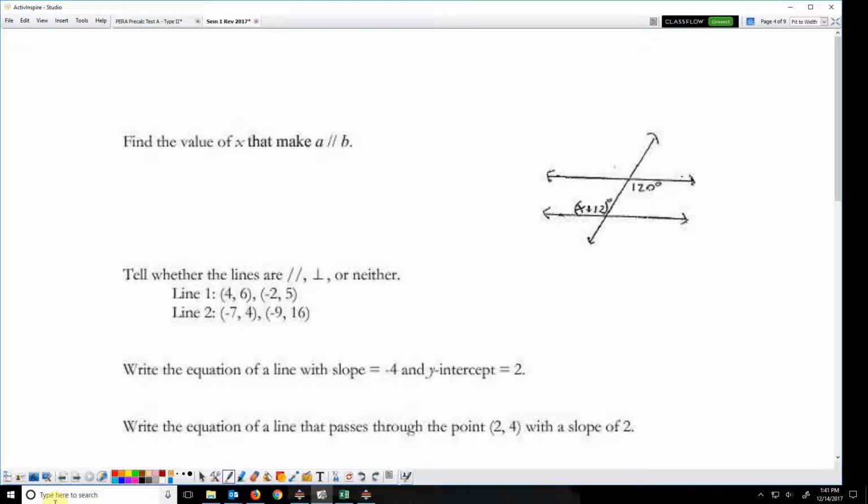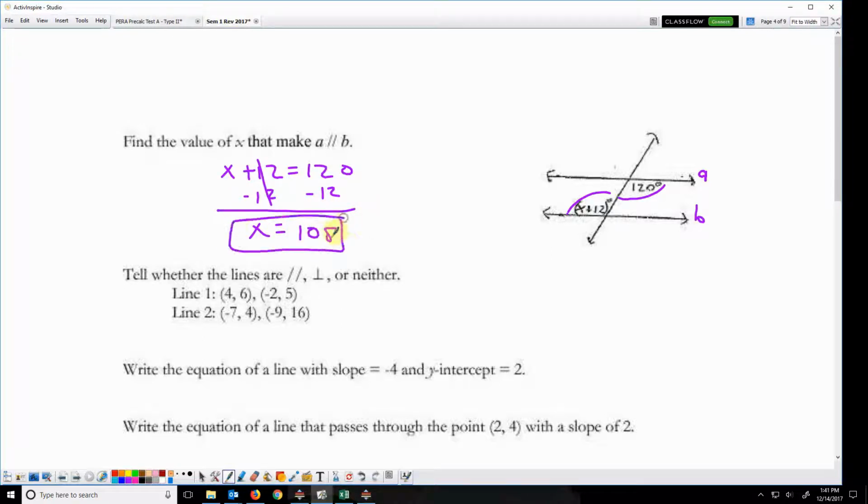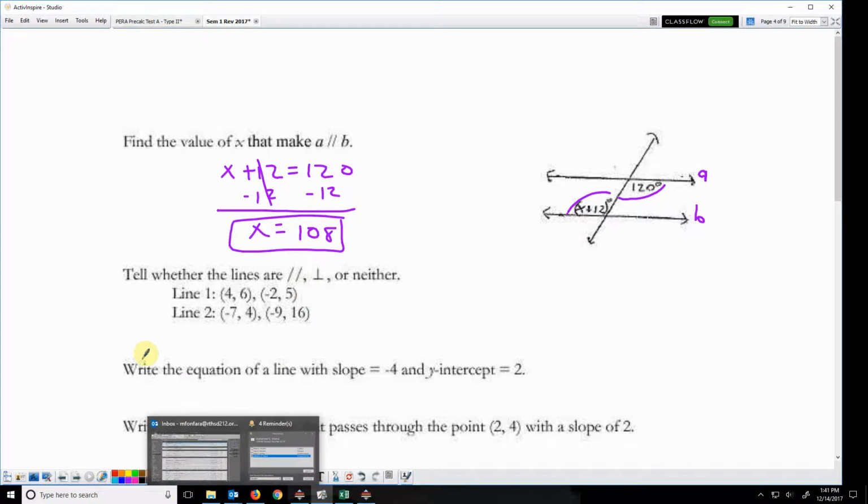Find the value of x that makes A parallel to B. The lines aren't even labeled, so we'll label that line A and line B. If lines A and B are going to be parallel, then alternate interior angles must be congruent. So x plus 12 must equal 120. And 120 minus 12 is 108. So the lines are parallel when x equals 108.